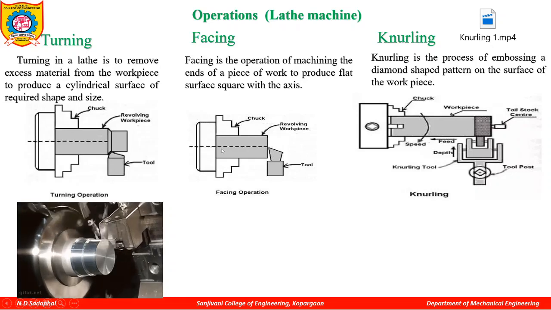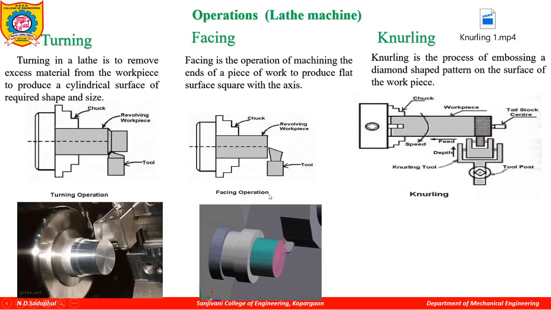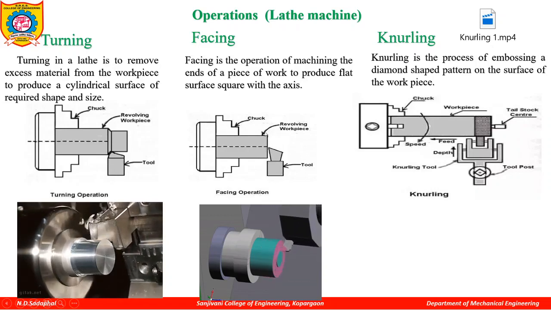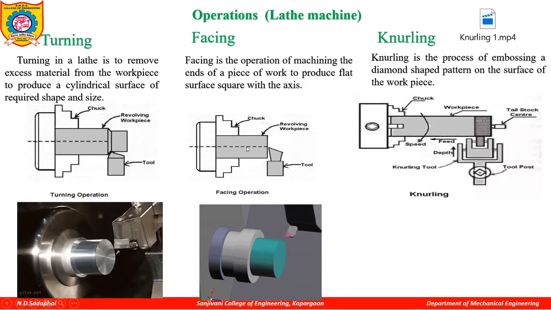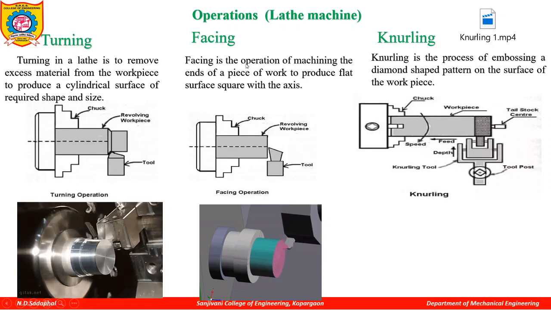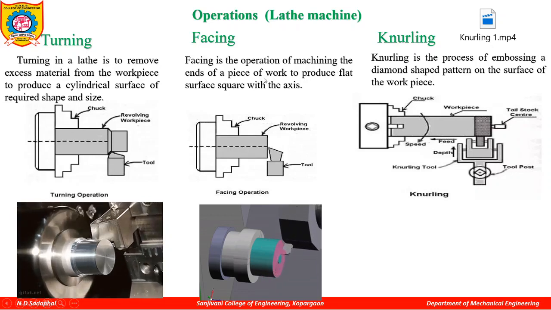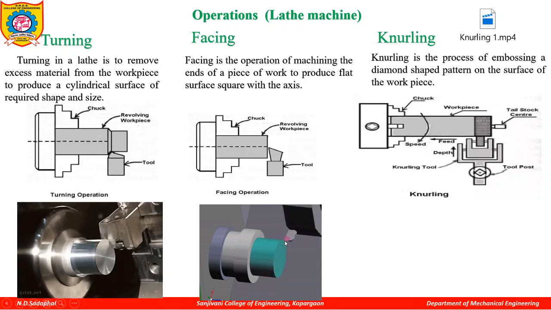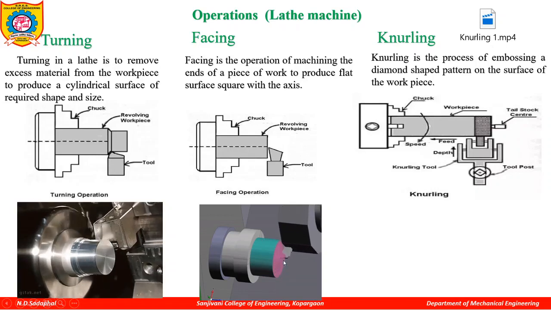Next is facing. What is facing? In facing operation, cutting tool is moving perpendicular to the axis of workpiece, and when it is going to move in perpendicular direction, then a length of workpiece is going to change or it is going to reduce. So facing is the operation of machining the end of the workpiece, raw workpiece, to produce a flat surface. Now you can see here, first turning is done, then cutting tool is moving perpendicular direction, so that a length of workpiece is going to reduce. So flat surface we can obtain at one end.